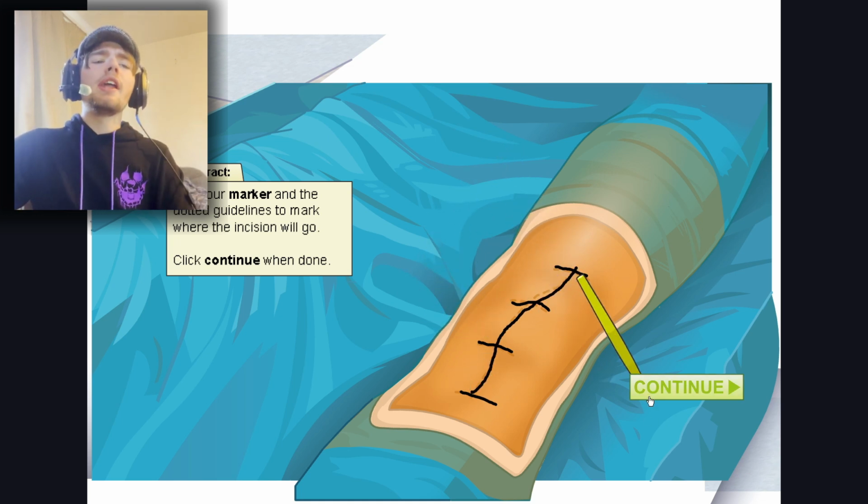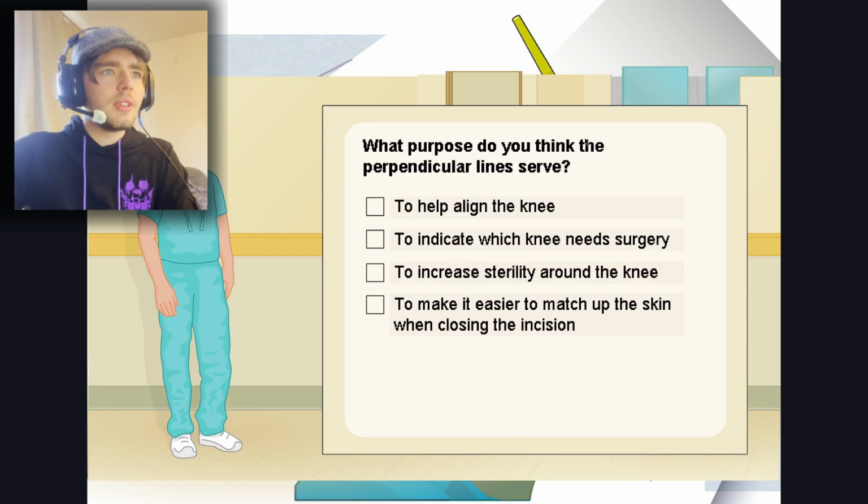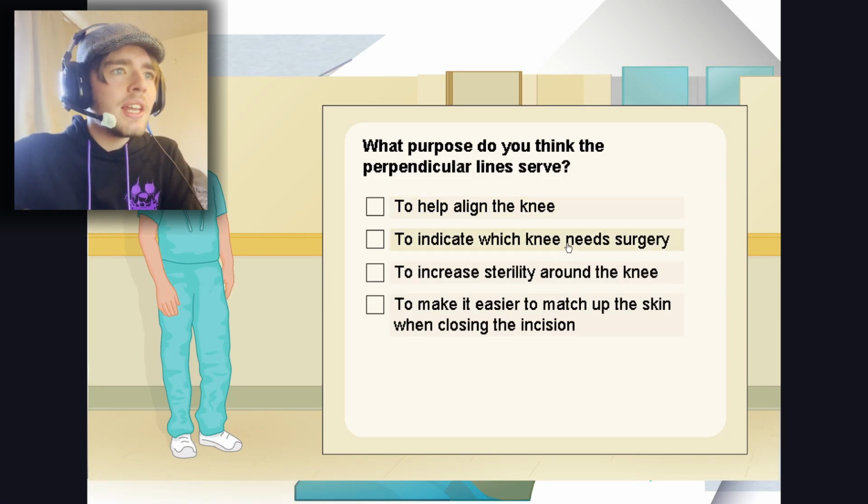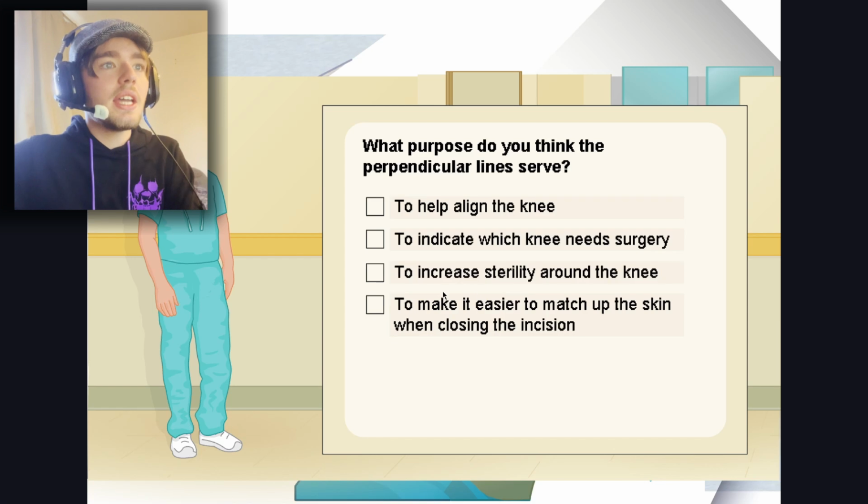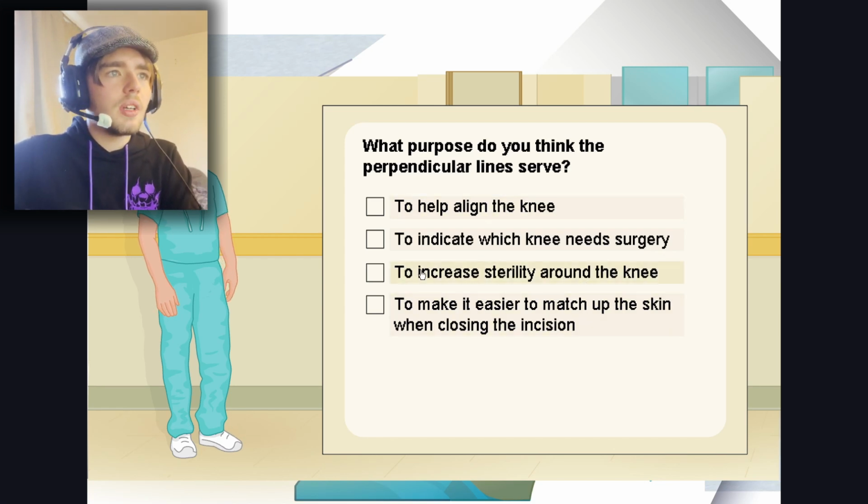Yeah, we did it. What purpose do you think the perpendicular lines serve? To help align the knee, to indicate which knee needs surgery, to increase sterility around the knee. This is actually a good question. I don't know. Nope. This one. Nope. No.